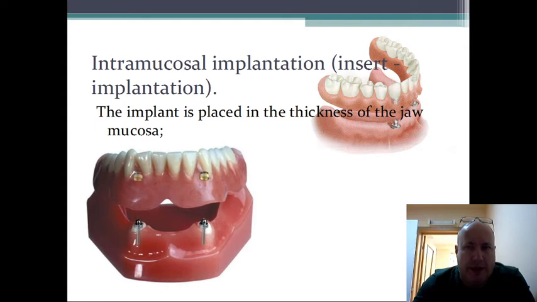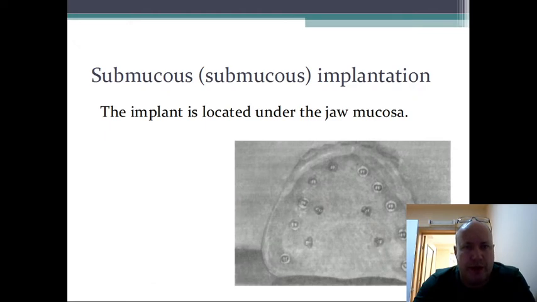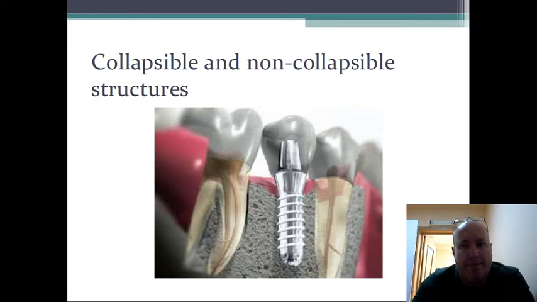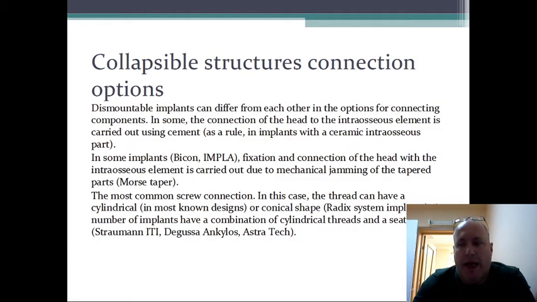Intramucosal implantation, insert implantation. Implants are placed in the thickness of the jaw mucosa. Submucosal implantation, as you see on this slide. Collapsible or non-collapsible structure. Almost all are collapsible structure. And thanks to this collapsible structure, we can do transferring the situation from the oral cavity to the situation on the oral model. Dismountable implants can differ from each other in the options for connecting components.